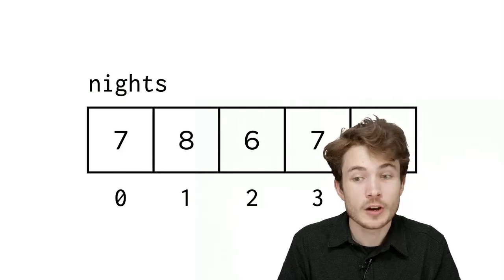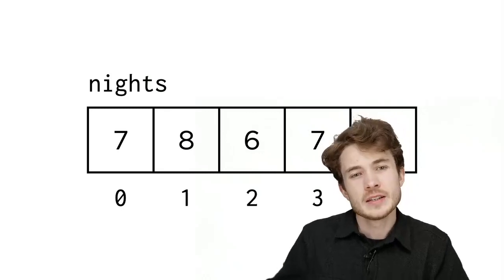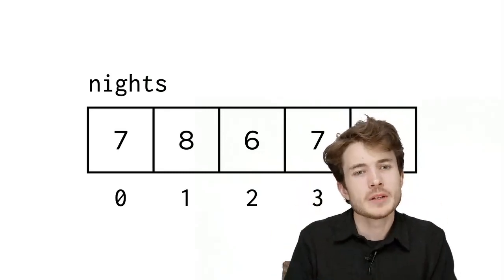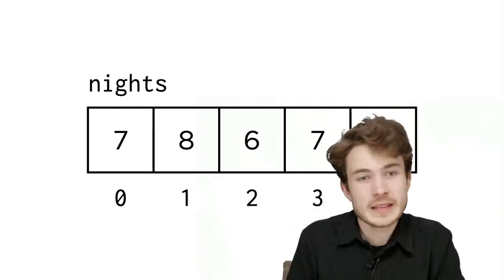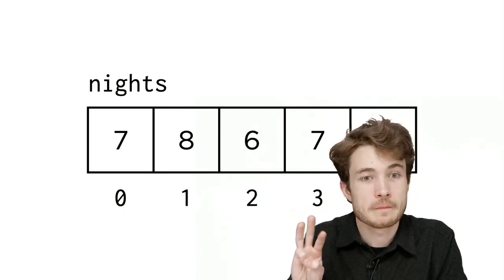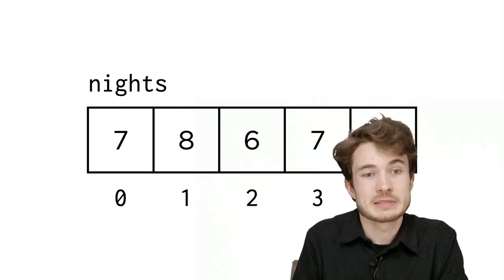Now, one common question we get is, how can we actually create an array? We've seen the structure of an array, visually what they look like, but how do we actually create one? For that, we need to keep in mind three different aspects of an array. If we want to create an array, C needs to know three things about that array.